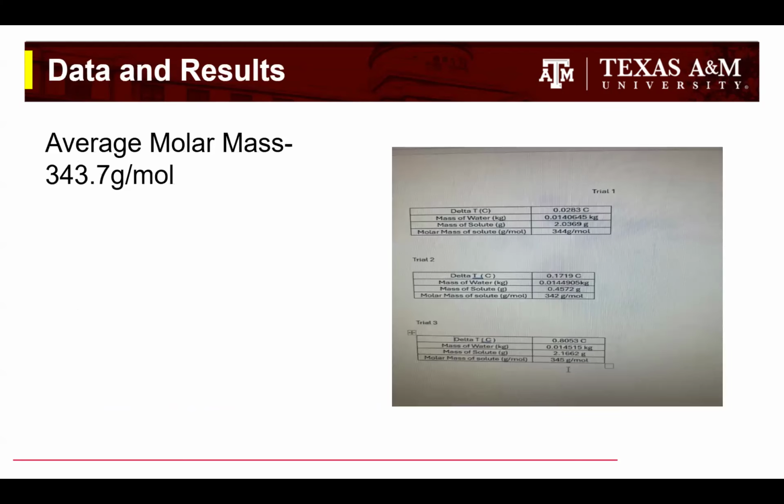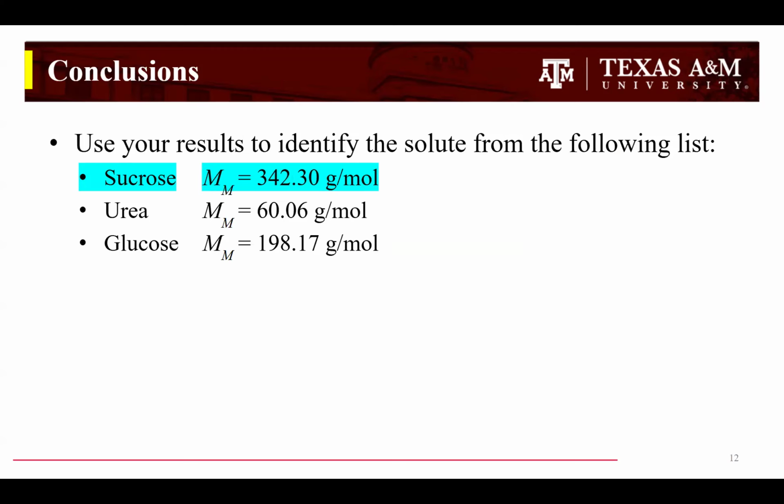We created a table for our results. So here is our table based on the results of our experiment. And we are able to come up with the average molar mass, which is 343.7 grams per mole. Based on the average molar mass, we're able to identify the solute as sucrose, which is the closest one to it. It wasn't exactly 342.3 grams per mole, but it was the closest to that. So we're able to come up with sucrose.